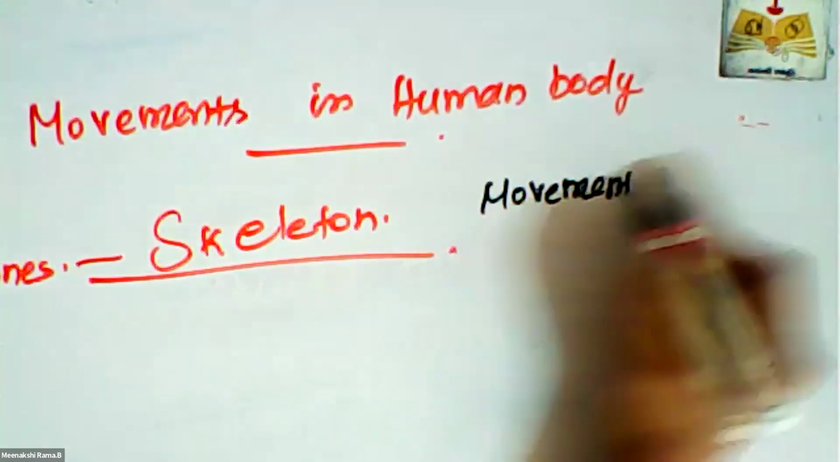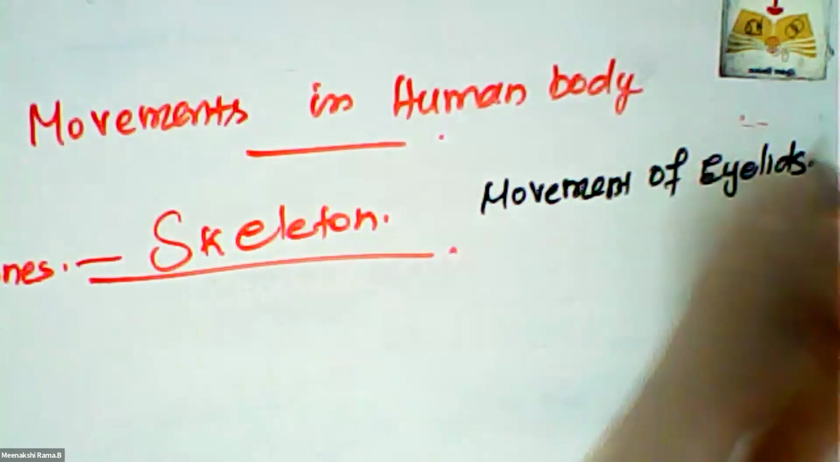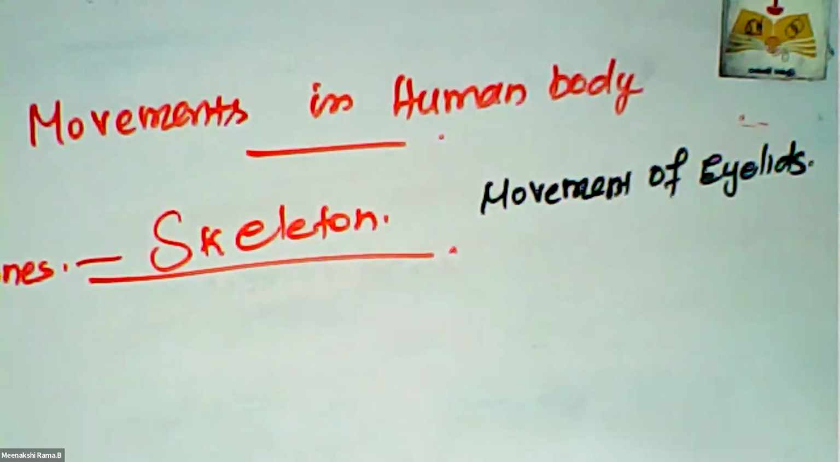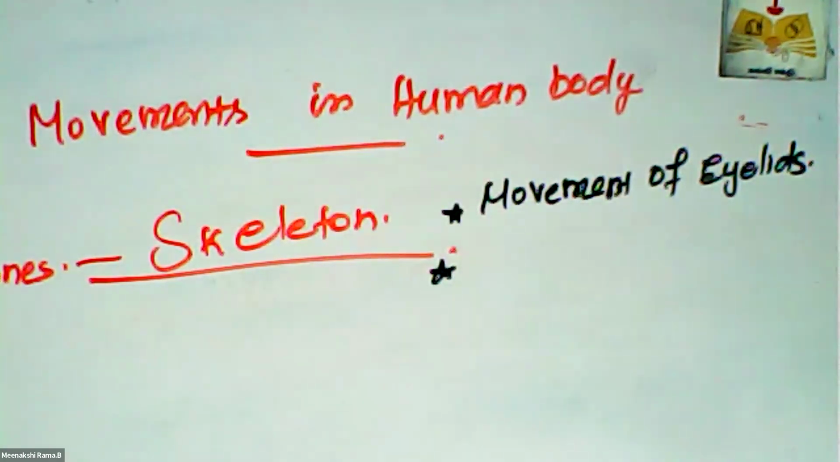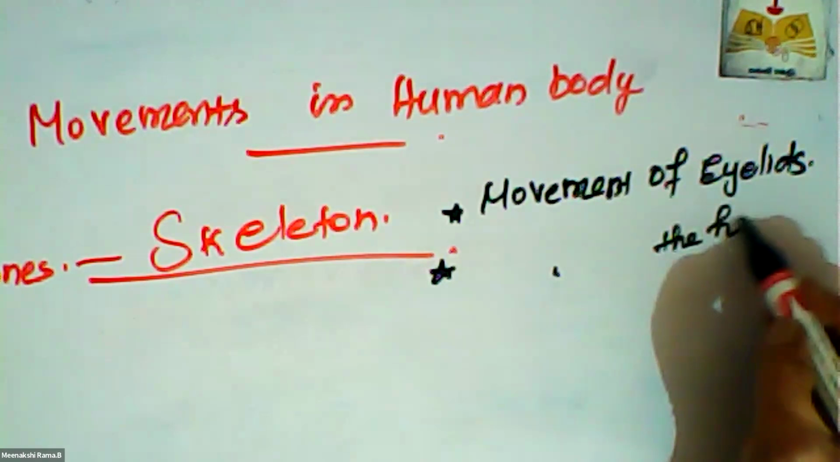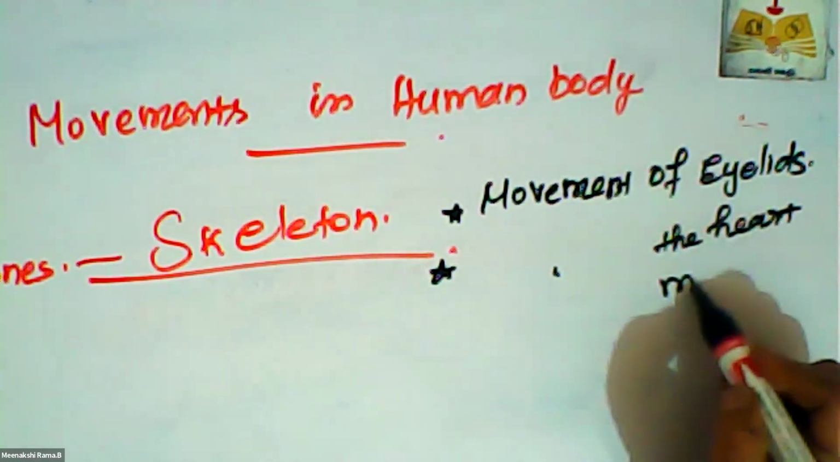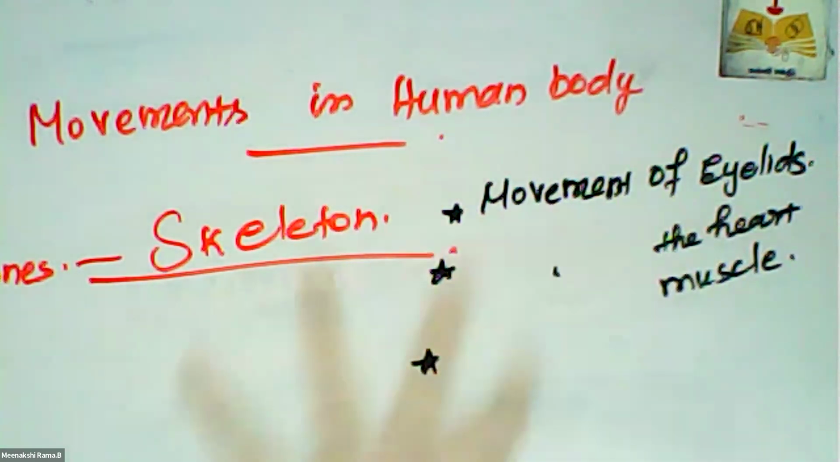movement of eyelids. Yes, our eyelids always close and open. And then the second one, movement of the heart muscle. Heart muscle, yes, contraction and relaxation. That is the lub-dub sound. The heart muscles are always pumping.